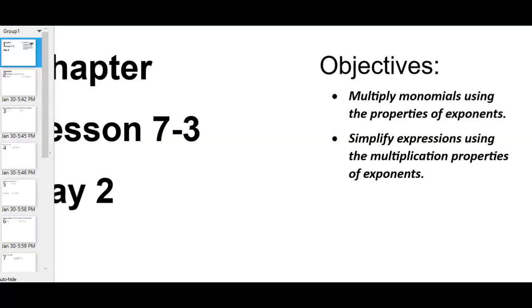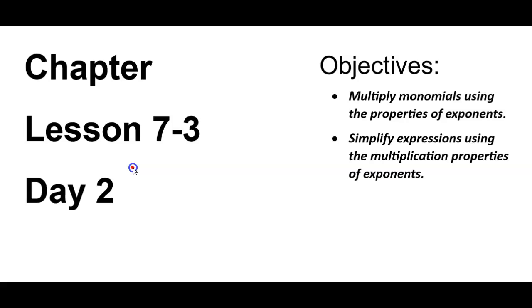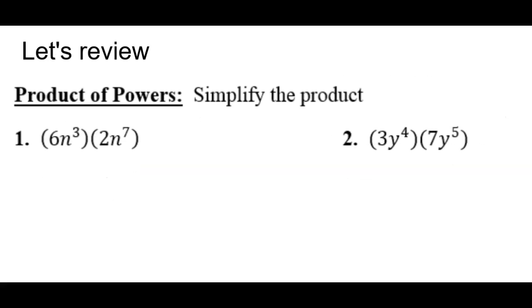7-4 notes inappropriately named on here, so ignore that. We're going to review really quickly. Product of powers, no we're not. I took that off because we just learned this, so we don't need to review. Okay? What would this be, really quickly?